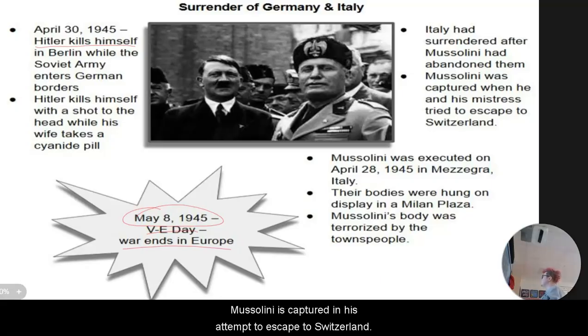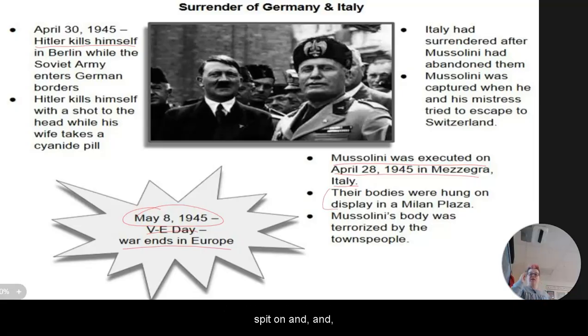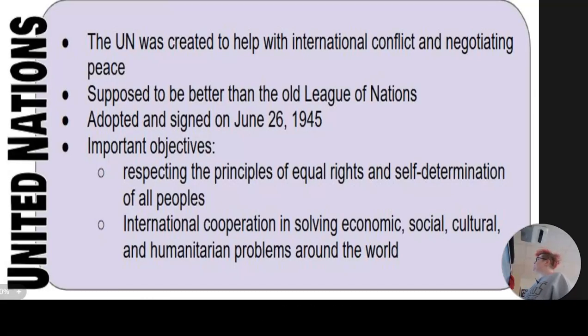Mussolini is captured in his attempt to escape to Switzerland, and Mussolini is executed on April 28th, 1945, and their bodies were actually hung on display. And spit on and torn up and things thrown at them. I think they hung him even upside down. Yeah, they really went after him.